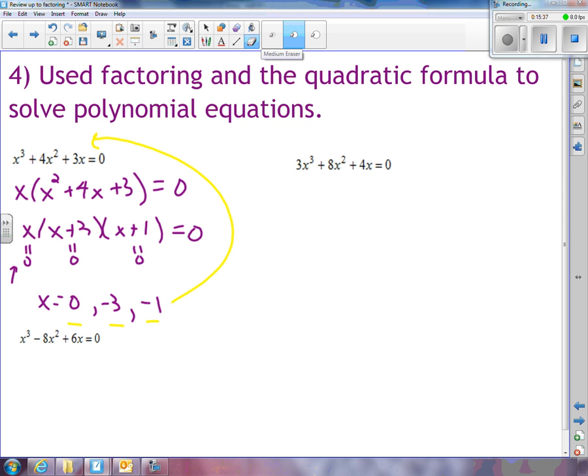So in a multiple choice sense, if you weren't sure what the answers were and you forgot how to factor, you could always plug them in and see which ones gave you a situation that was true. But that's kind of cheating. Anyway, so let's do this next example.